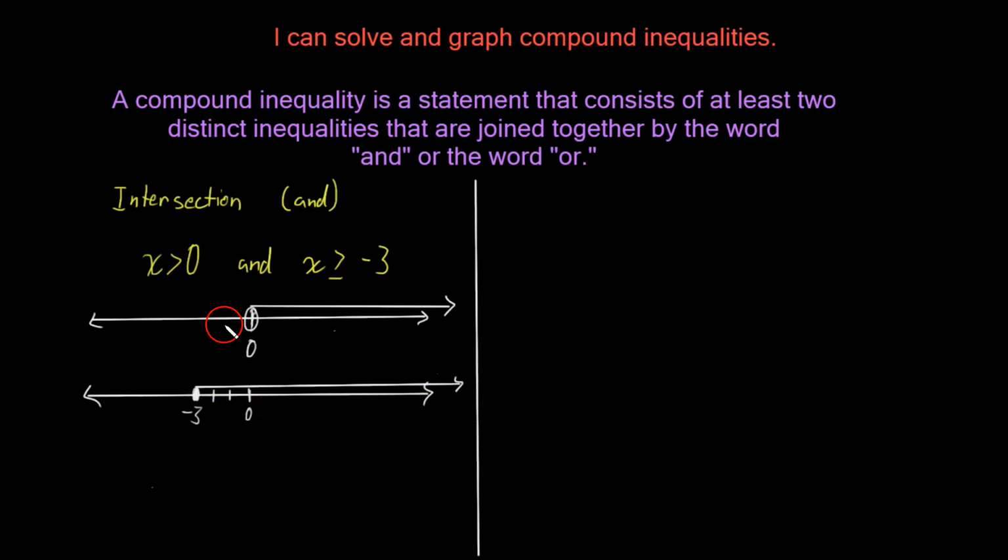And now we see that the intersection of these two graphs is going to be this point and everything over. So the graph of this intersection of x is greater than 0 and x is greater than or equal to -3 would look like this. So we find 0, and we're going to leave that open, and we're moving to the right and right here. So that's what this graph would look like.